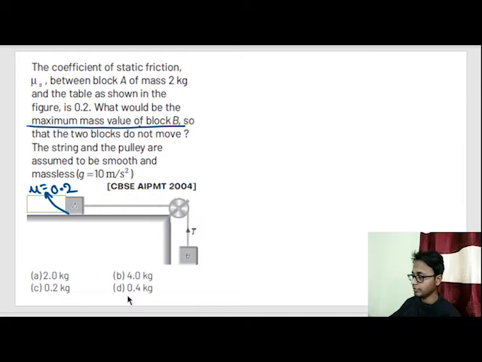Okay, so let's draw the FBD. This is block A. This is block B. Out here, tension force T, and out here, tension force T. So tension forces, and in the opposite direction, friction force. Block A is of mass 2 kg.